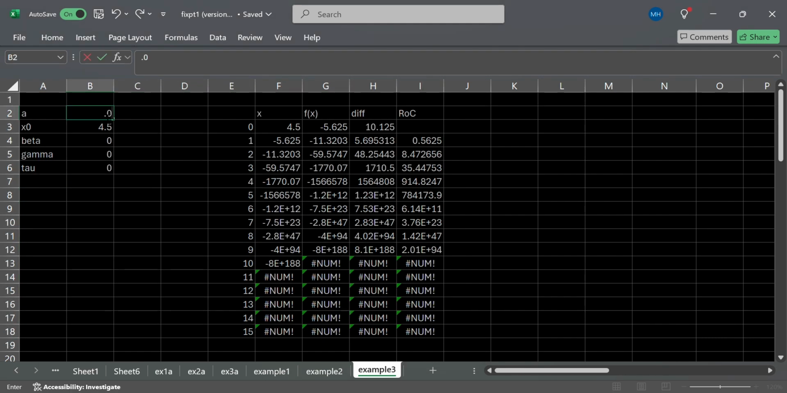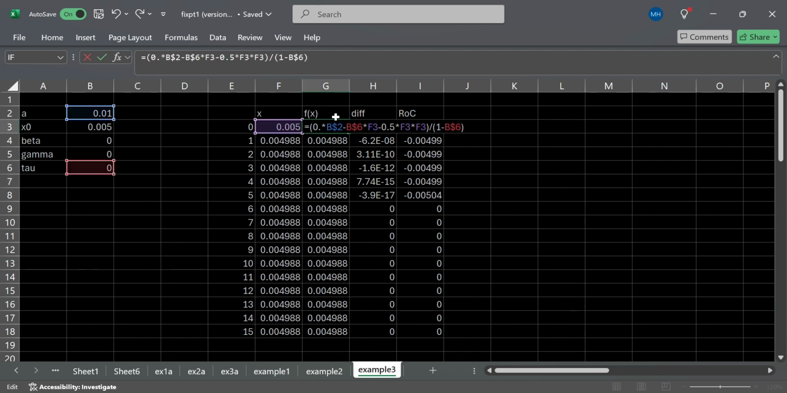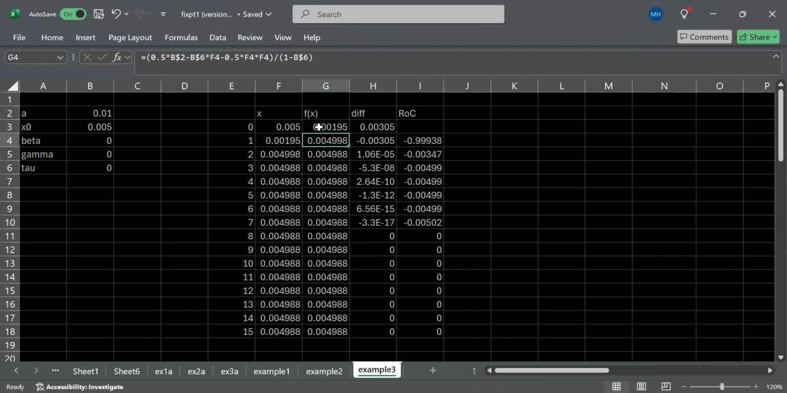I'll change the parameter to something smaller. And then change the formula. It's 0.2 times A, and then minus 2x squared minus 2x cubed minus x to the fourth minus 0.2 times x to the fifth. Have to make sure you type in all of that correctly, or you won't get anything useful.